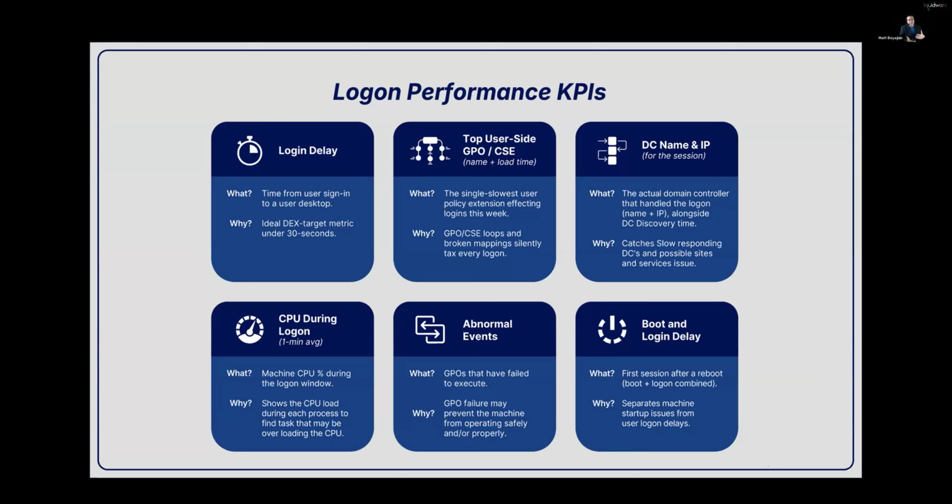We also need to know about the DC name and the IP address, so the actual domain controller that handled the login. We're going to talk about something called DC discovery time and why that matters and why that sets the stage for everything that cascades after the fact. And we will need to be able to catch slow DCs, and DCs are slow for a number of different reasons. A lot of times people are going to blame the network. So they say, hey, the DC is slow because of the network.